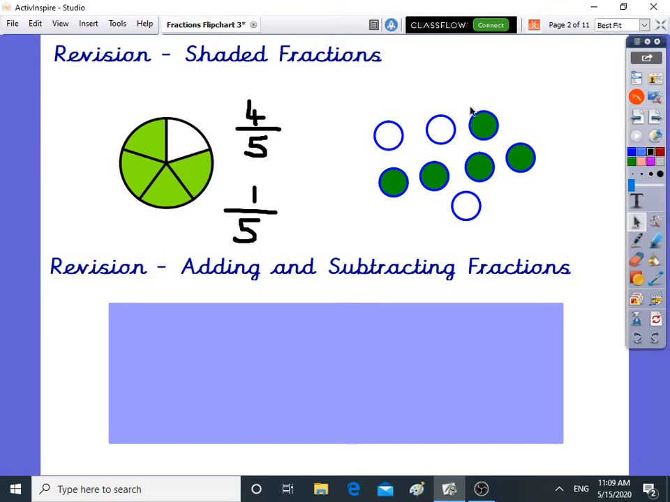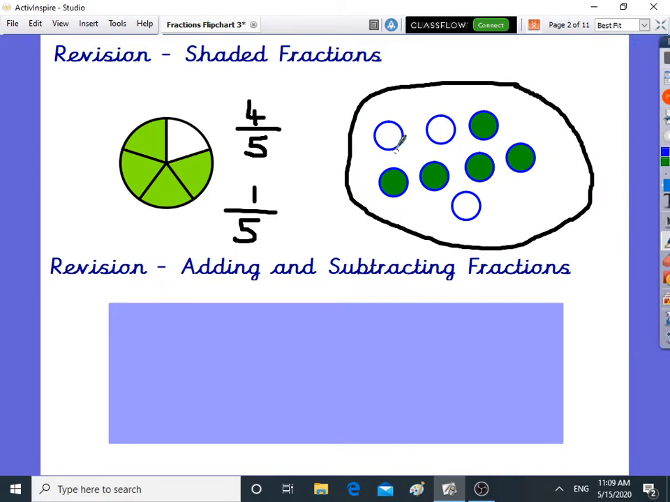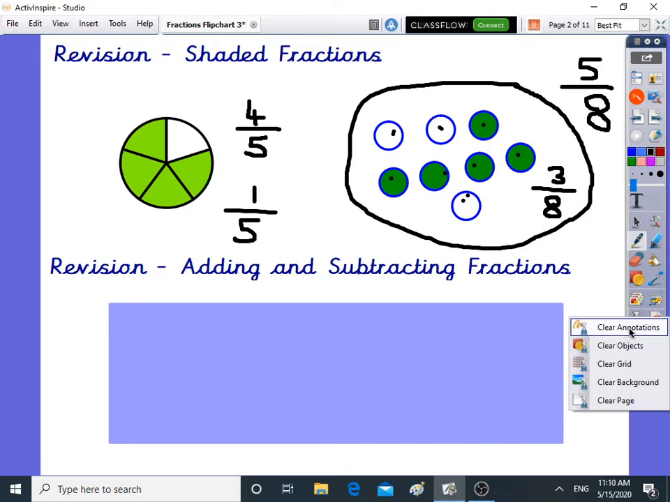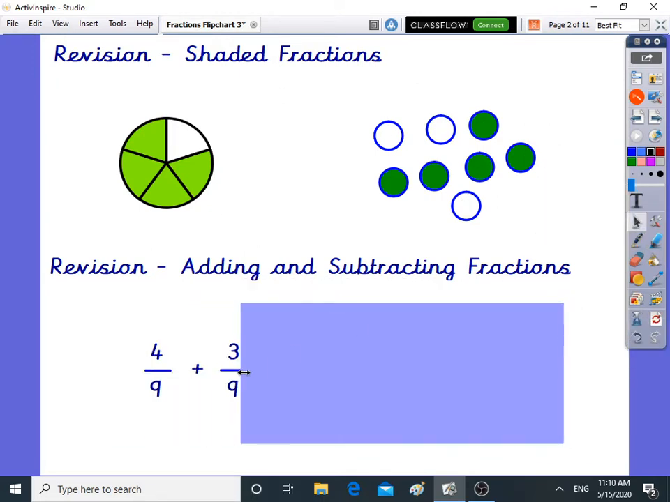This one here, out of these circles, is different to anything we've done before. It's not exactly the same. What fraction are shaded? 1, 2, 3, 4, 5. It's 5 out of something. 1, 2, 3, 4, 5, 6, 7, 8. 5/8 are shaded, aren't they? 5/8 are shaded. Can you tell me how many are unshaded, or what fraction is unshaded? It's 1, 2, 3. And there's still 8 of them. So 3/8 are unshaded. Hopefully you remember that from our shaded fractions work.